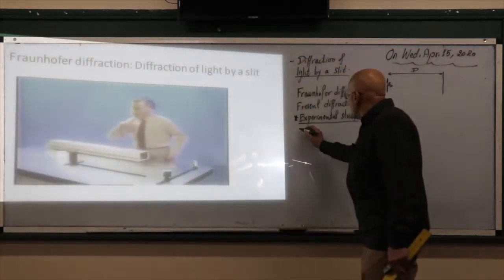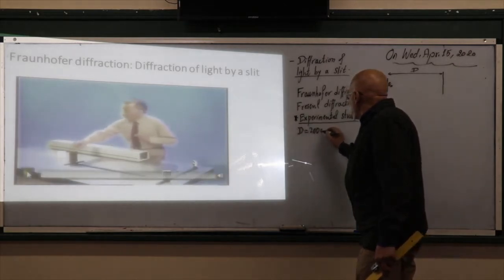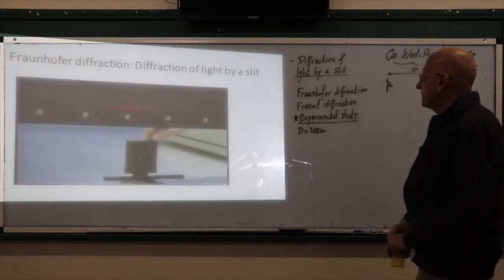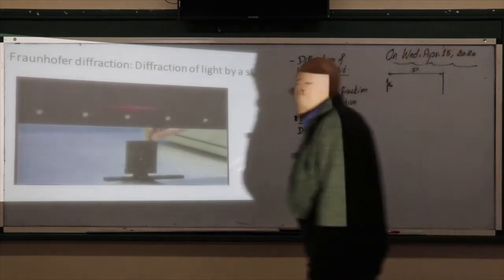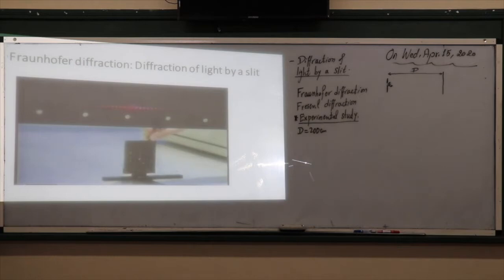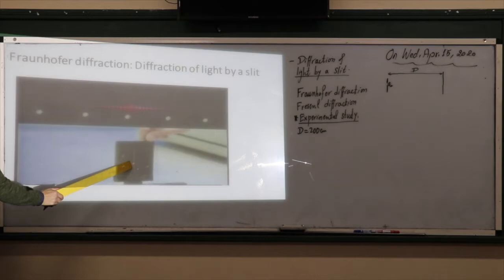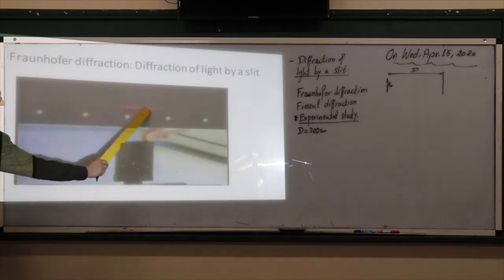So the distance is 200 centimeters. We have a close-up then of the screen. We see the diffraction pattern for the slit separation that I have over here. Now, the wavelength of the light is that of the helium neon laser, 6328 angstroms. So I gave you the separation between the slit and the screen, which is 200 centimeters. So now you should be able to calculate the slit width from the diffraction pattern. Notice here, the slit is vertical.